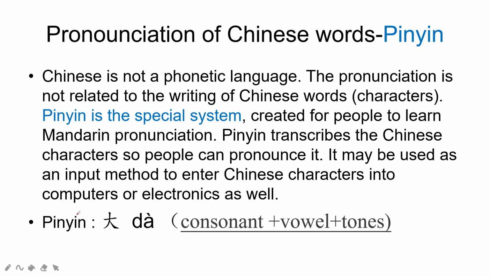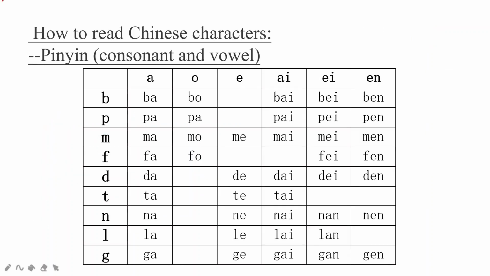So what is pinyin? Let's take a look at this word, da. Da means big. Okay, pinyin is comprised of parts. The first part is the consonant, the second part is the vowel, and the third part is the tones. Let's take a look in detail. So just now I mentioned that pinyin is comprised of three parts, right? The first part is the consonant. So this is the consonant.